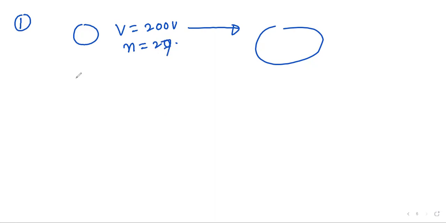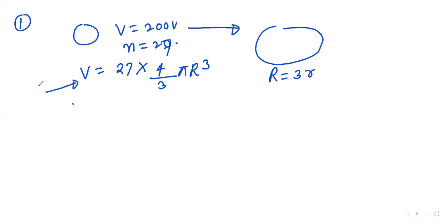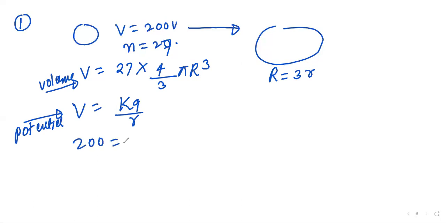So the total volume will become 27 into the sphere volume, 4 by 3 pi r cube. As we know, r will become 3r. So for a smaller drop, small v means volume and capital V means potential. It will be KQ upon R. This is your potential value. So the potential given is 200, that is 200 K.